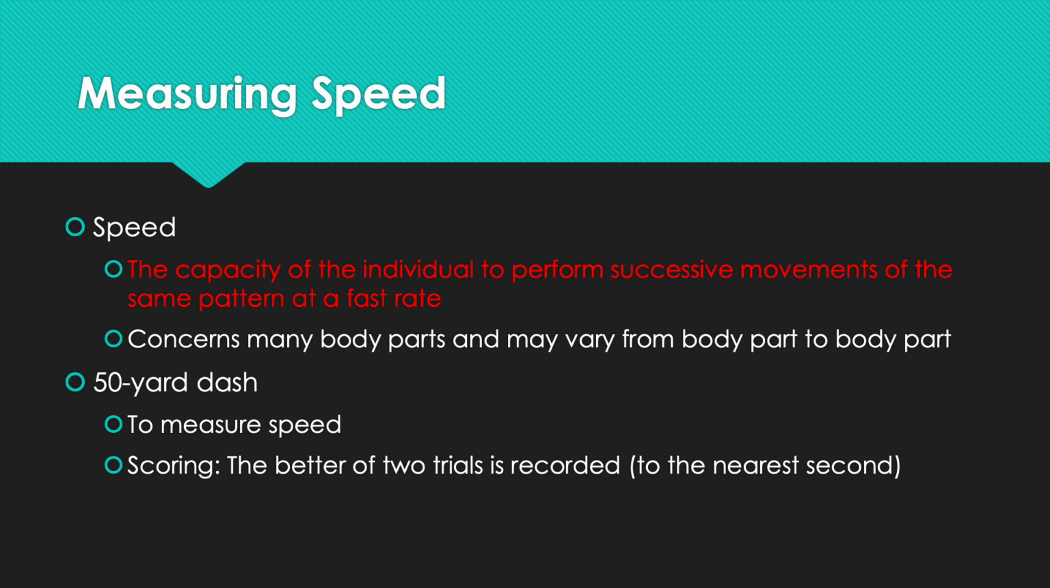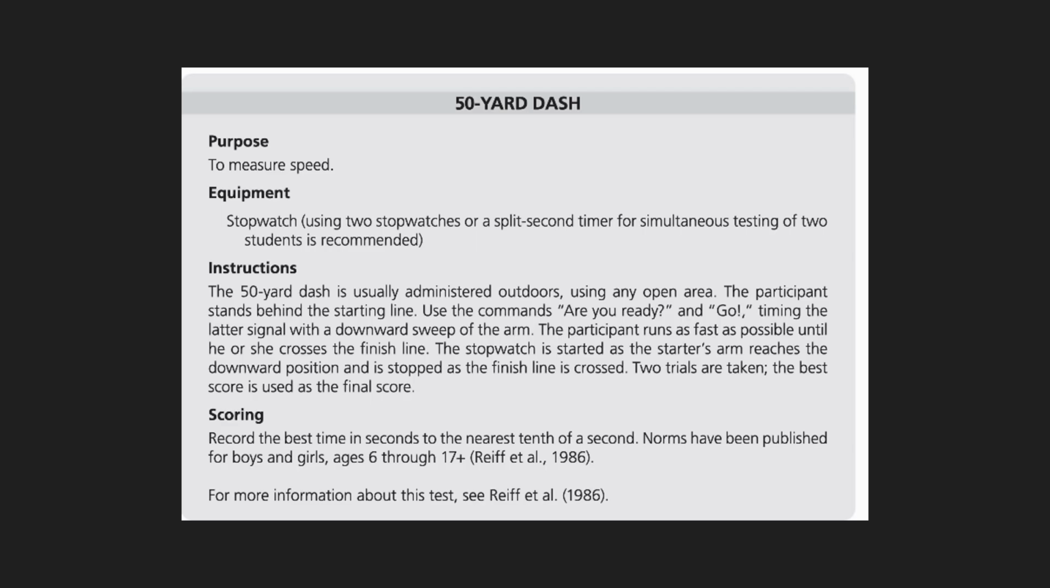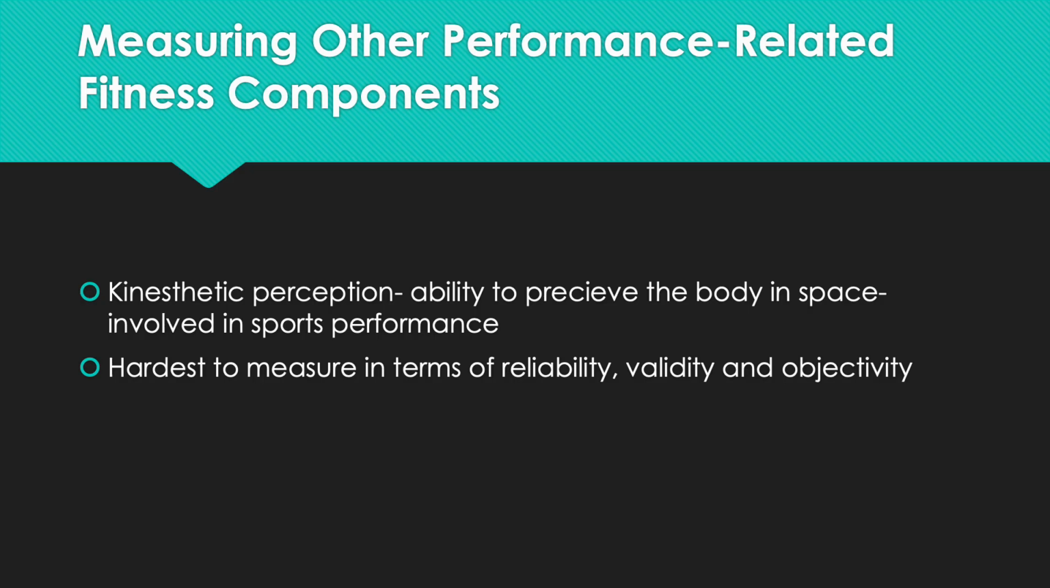When we think about speed, most of the time we just think about leg speed in running activities. However, speed of movement can be improved through training and proper technique and through practice, and can be used and measured in our upper extremity as well. Here is the full instructions for the 50-yard dash. One of the other performance-related fitness components is kinesthetic perception, which is the ability to perceive the body and space involved in sport performance. However, this is the hardest to measure in terms of reliability, validity, and objectivity.